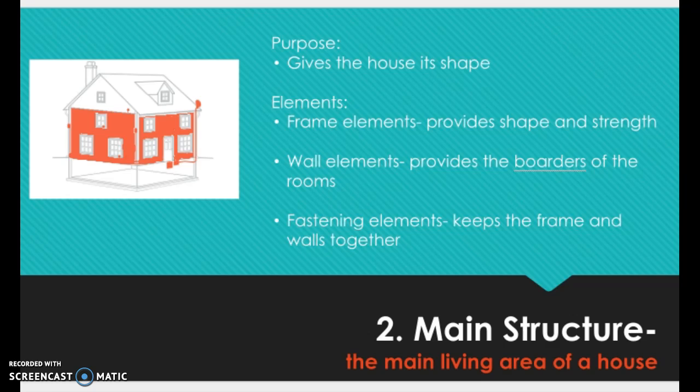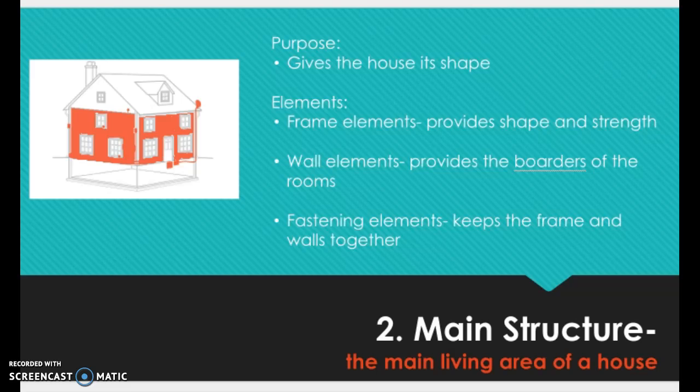So the purpose of this area is to give the house not only its shape, but also to section off each of the rooms or the living spaces within the house. So within the main structure, there are 3 elements that create this main structure. The first one is the framing element. So you create the frame, which provides the shape, and it also provides the strength within the house.